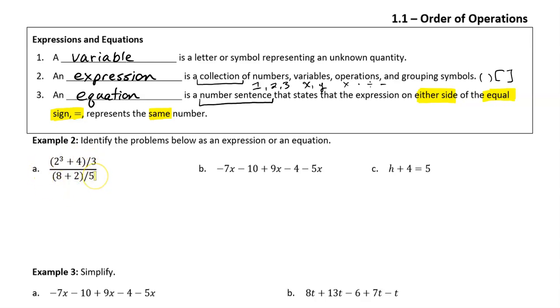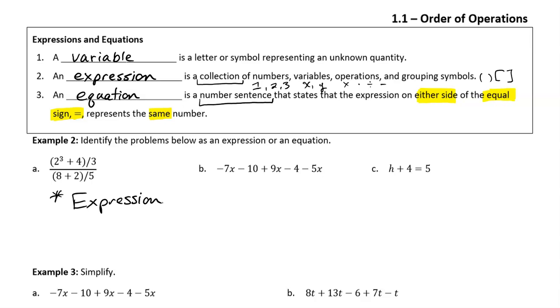But what don't I have in this example? I don't have that equal sign. There's no equal sign with something else on the other side. So when there's no equal sign, I'm going to say this is an expression. Then we would be asked to simplify this expression, make it nicer, make it a smaller value that we can really work with here.